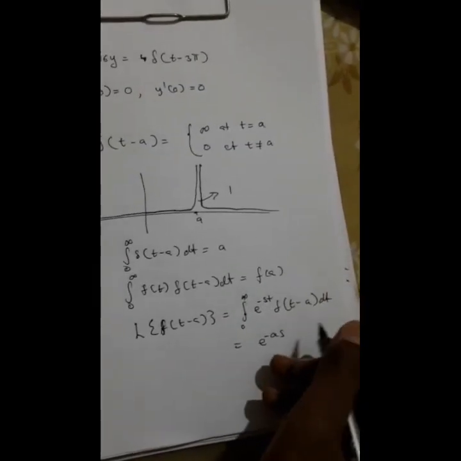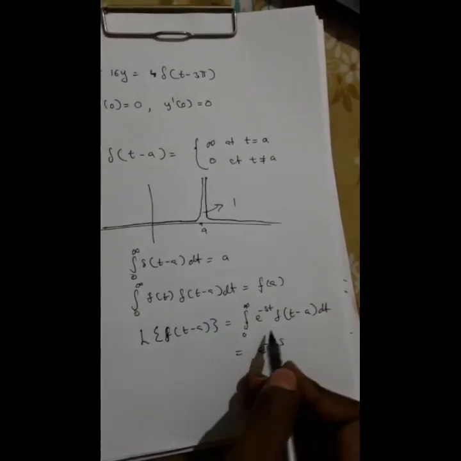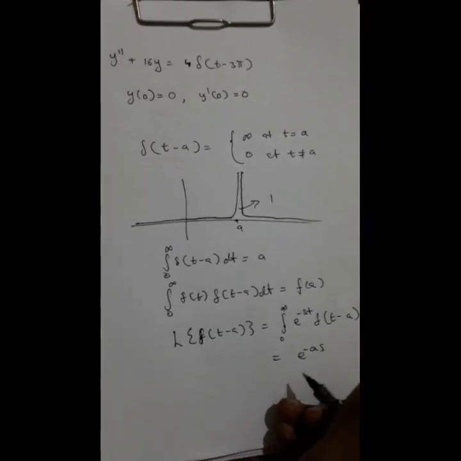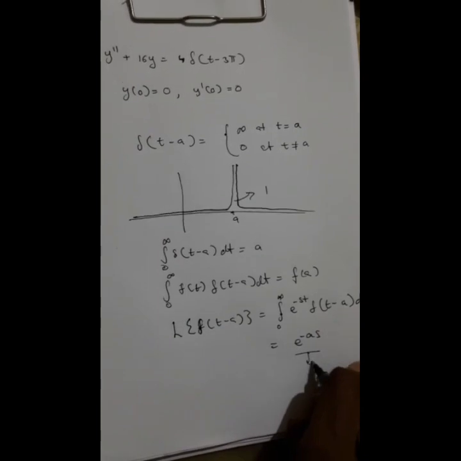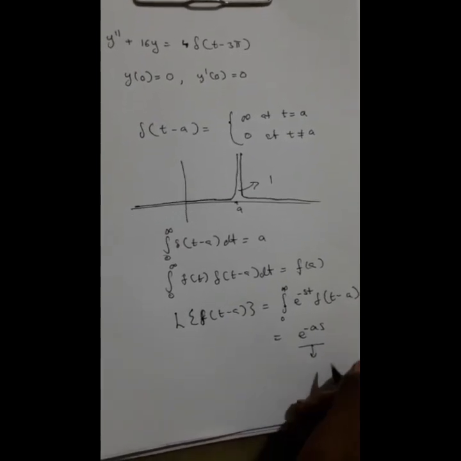So this will be nothing but e power minus as. From the property above we can say it's f of a. Here f is e power minus st, so it's e power minus as. This one will be used in the further explanation.